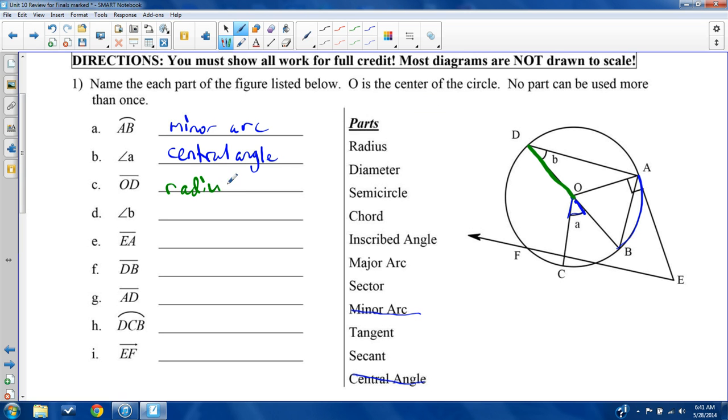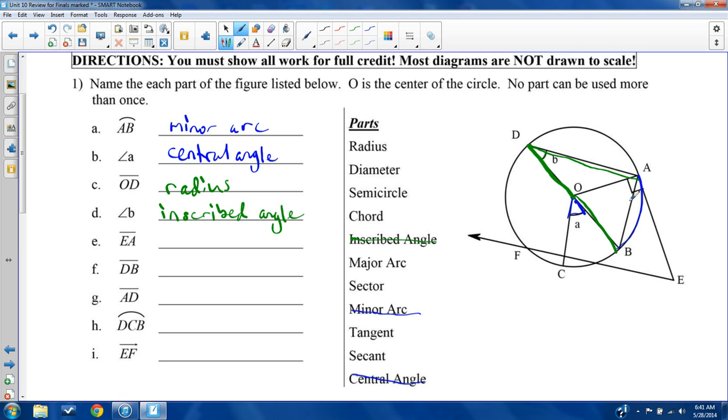Angle B is right there. That goes from vertex to end of circle in both points. There's endpoints. That is an inscribed angle. An inscribed angle's vertex is on the circle as well as its endpoints. I think they could have named that one better, like angle ADB or BDA.